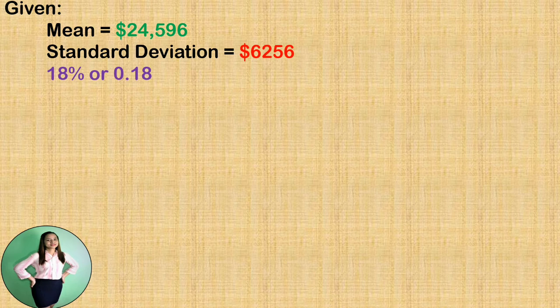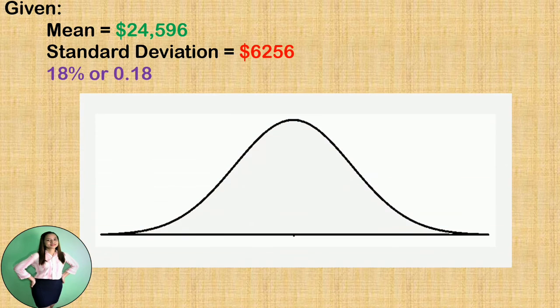So let us draw first a normal distribution. Let us plot the mean $24,596 and the bottom 18% or 0.18. Why is it on the left side? It is so because the problem states bottom 18%. So we have here the missing value.